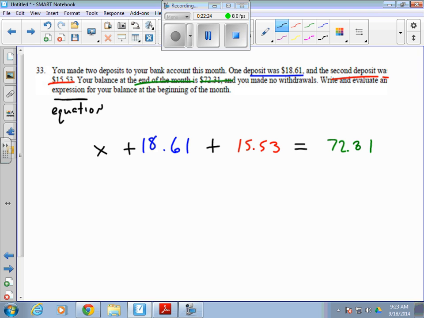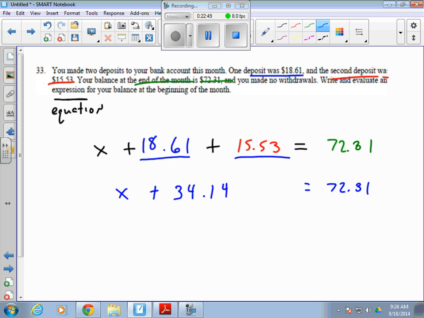with no withdrawals. So you combine your like terms. Your like terms in this case are 1861 and 1553. We can combine those. 3 and 1 is 4. 5 and 6 is 11. Carry 1. 8 and 5 is 13. Plus 1 is 14. Carry 1 again. 1 and 1 and 1 is 3. $34.14. So now we have X plus 34.14 equals 72.31.